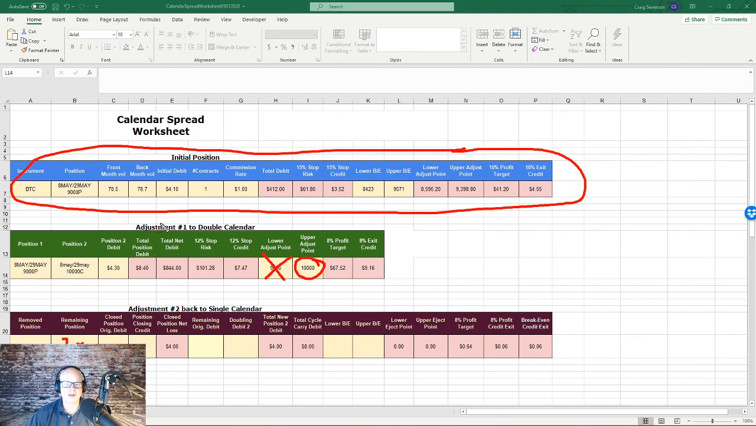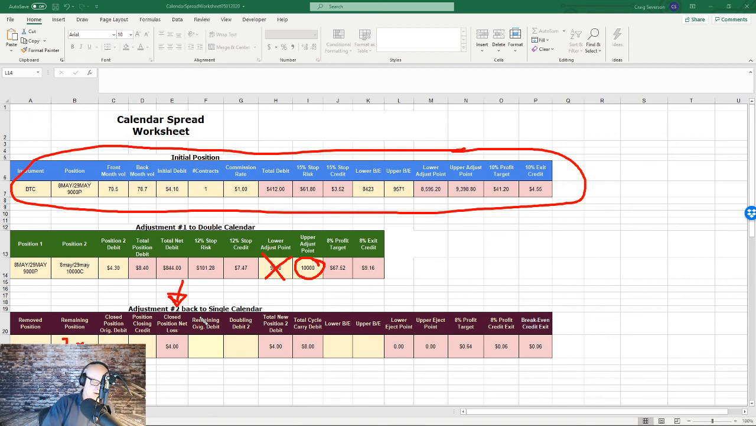I will only adjust it to a double if it hits my limits, and if I'm convinced that the price is going to keep on going, I will pull it into a double. But I've never had to go to the third step, which is to adjust it back to a single calendar. Okay, does that make sense?